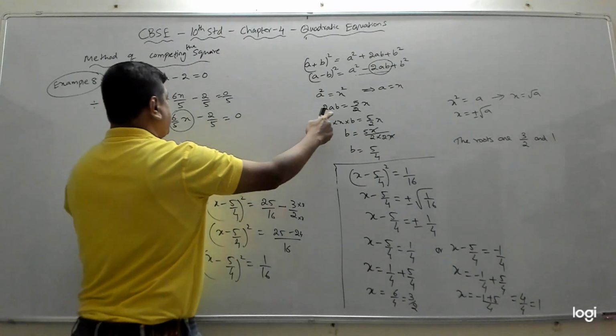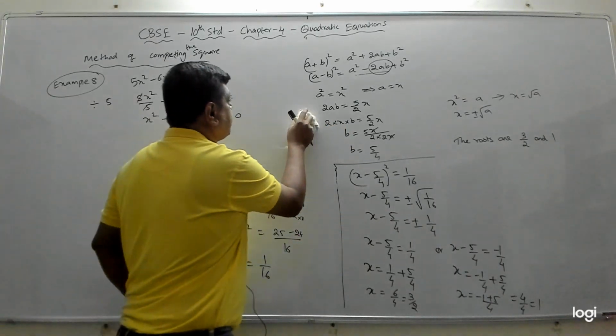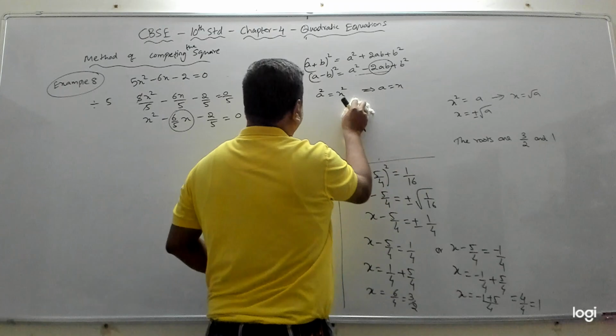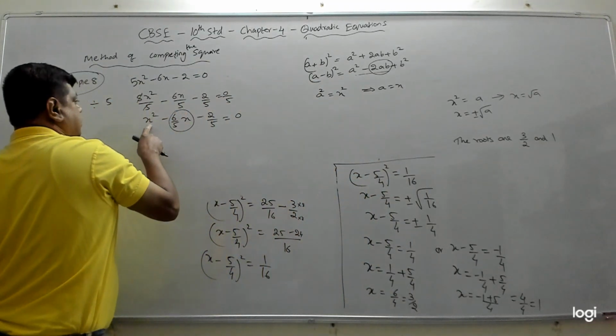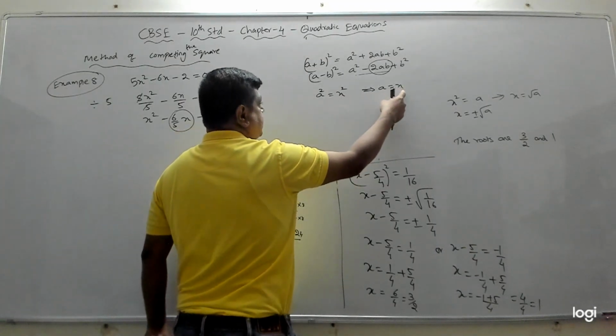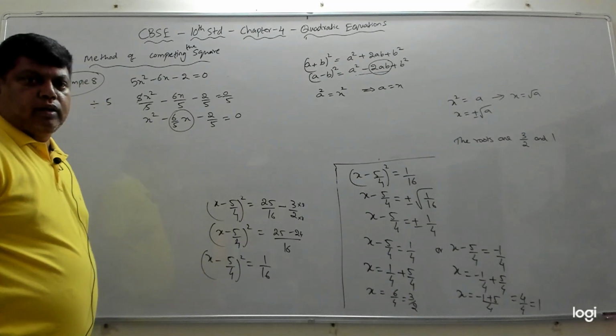So my 2ab will become what? 6 by 5x, right? So this was for the previous problem. I'm erasing this. So a square is x square, which means my a is x. When a is x, my a square becomes x square. So we have got a. Now we should find b.